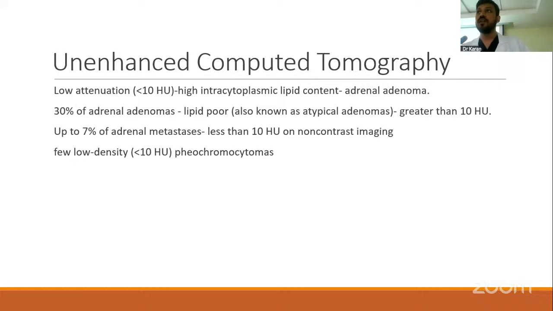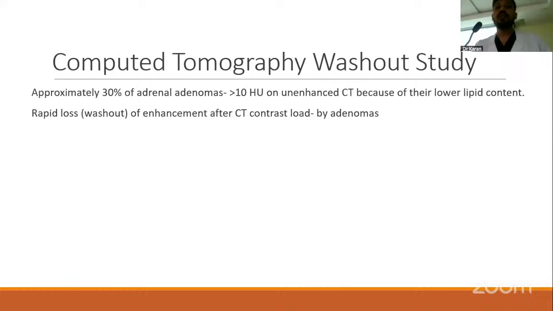lipid content. However, 30% of adrenal adenomas, also known as lipid poor adenomas, show Hounsfield values greater than 10 Hounsfield units. And up to 7% adrenal metastasis can be less than 10 Hounsfield units on non-contrast imaging. And there are few low-density pheochromocytomas which show less than 10 Hounsfield unit values.